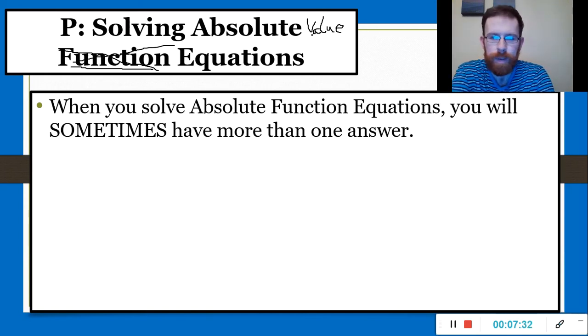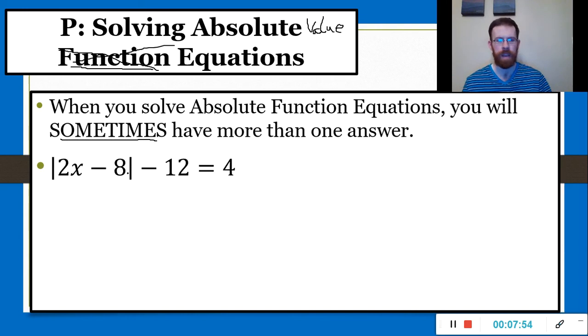When you solve absolute value function equations, wow, definitely fun with this one, you will sometimes have more than one answer. Because remember, all those times where we had to switch from negative to a positive, technically you generated 2 answers. So you always need to be careful that you might have a second answer that you're not aware of. So, I have the absolute value of 2x minus 8, close absolute value, minus 12 is equal to 4.